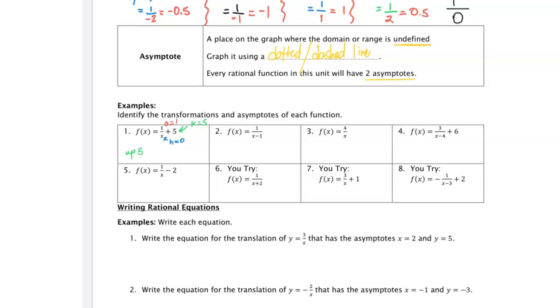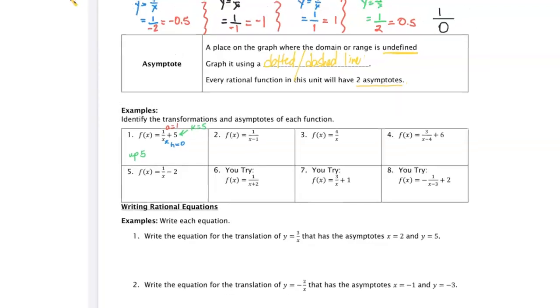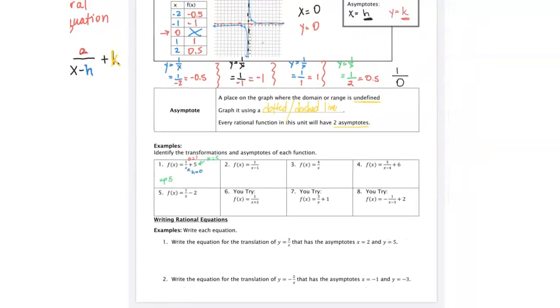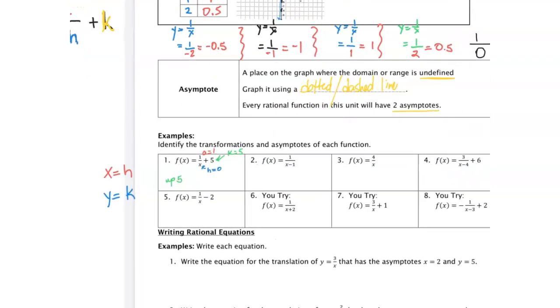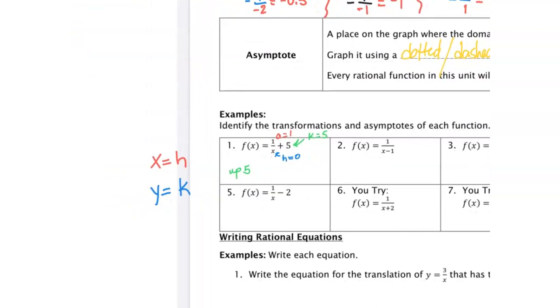Okay, lastly, we're going to identify our asymptotes. So for our asymptotes, remember that that will be x equals our h, and our other one is y equals our k. So as far as the first one, x equals the h value, so x equals 0. And then our other asymptote will be at y equals our k value, which is 5. So these are our two asymptotes.